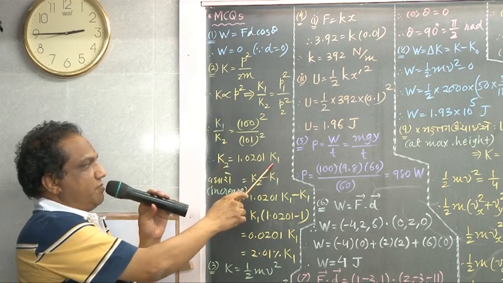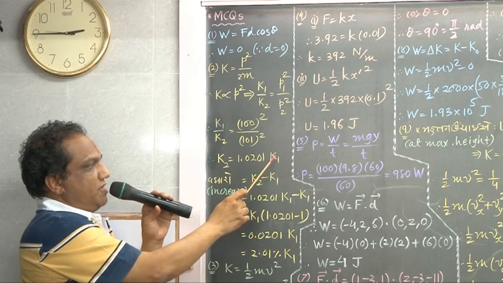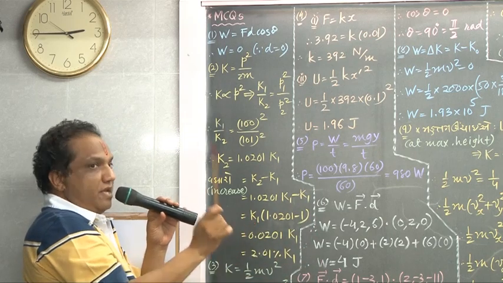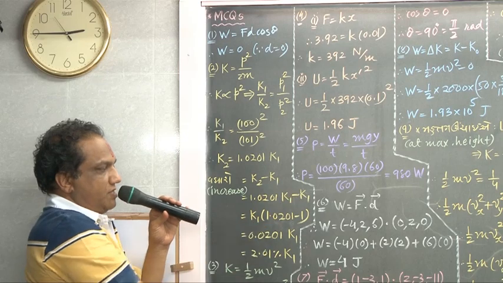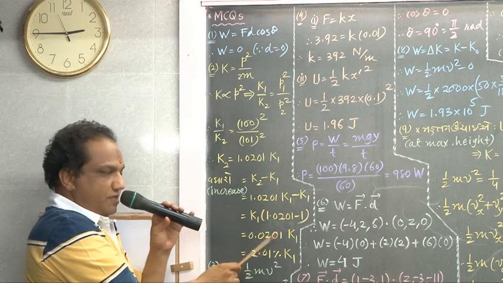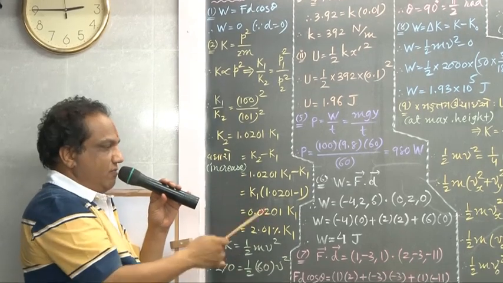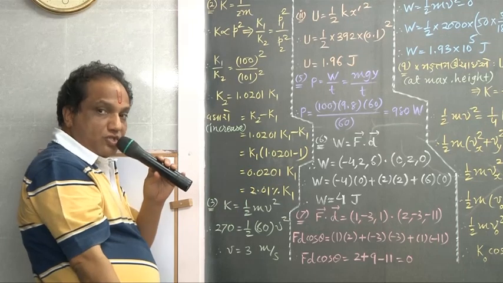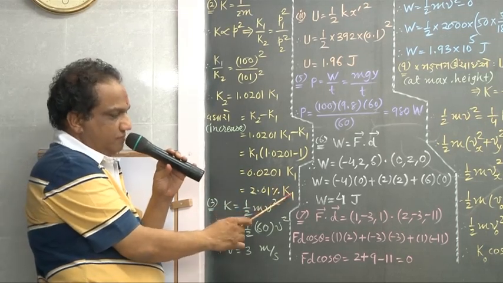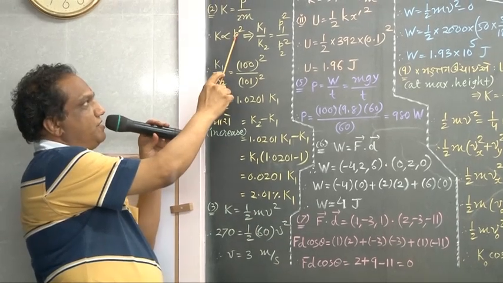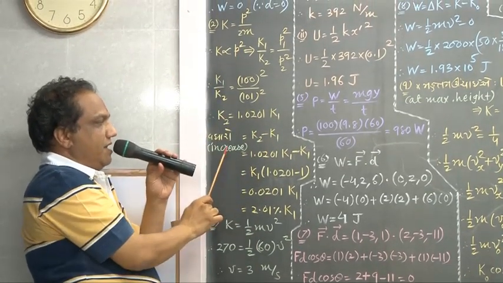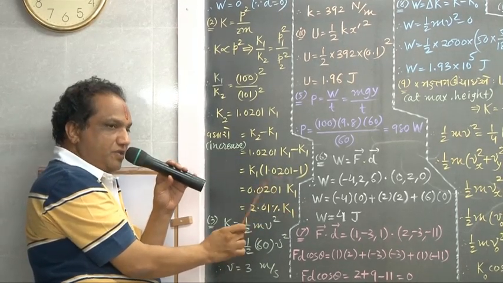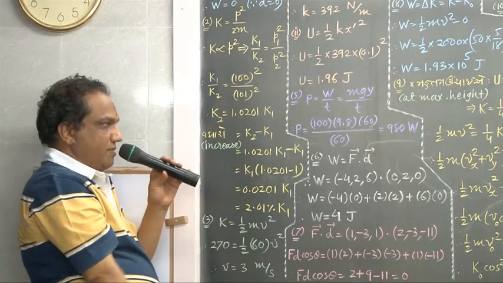Value of K2 in terms of K1, you know 1.0201 K1, that's what I have written here, minus K1. K1 taken common, inside the bracket 1.0201 minus 1, that is 0.0201, that many times K1. And now if you multiply by 100%, it will be 2.01% of K1. So what does it mean? If you increase this momentum by 1%, then kinetic energy will increase by 2.01% of initial kinetic energy. Okay? Similar sum I am giving you.